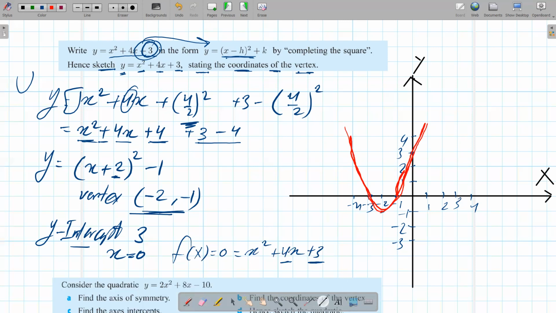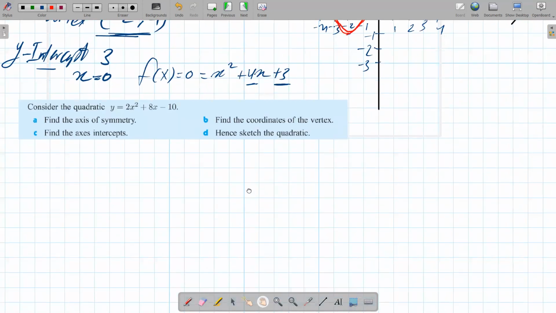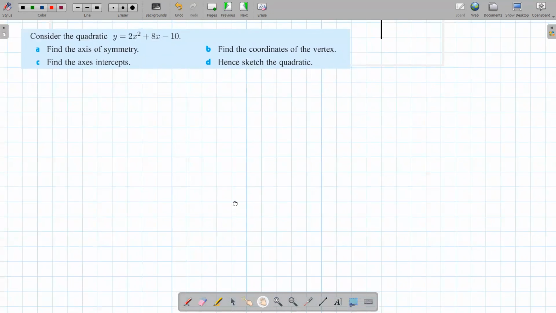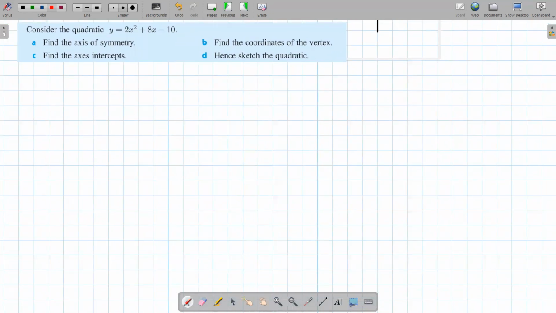Okay. Let's move on and deal with different concepts or different ideas for quadratic functions. Let's go further in this topic and talk about different questions and different ideas. Could you please solve this question first of all? Quadratic 2x squared plus 8x minus 10. Find the axis of symmetry. Find the axis intercepts, which are the y-intercepts and x-intercepts. Find the coordinates of the vertex and hence sketch the quadratic.